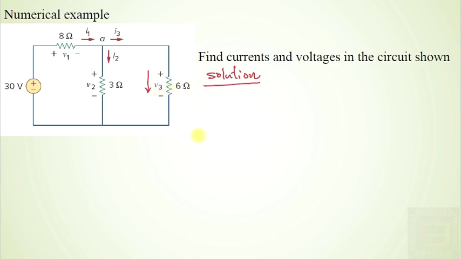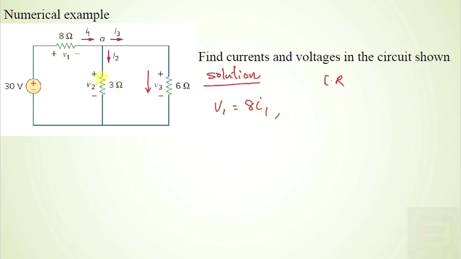Now if you apply Ohm's law, the drop across a resistance is given by I into R, the magnitude of the current I and the resistance. Here V1 is the drop across the 8 ohm resistor. So you get an equation V1 is equal to 8I1, because V1 is the drop across the 8 ohm resistor. So V1 is equal to 8I1.